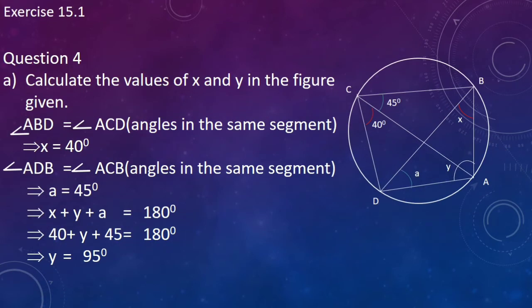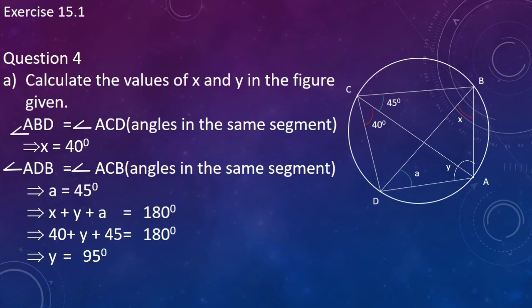Here we have some example solutions based on these theorems. Exercise 15.1, question 4a. Calculate the values of x and y in the figure given. So in this figure we have some known angles, 40 degree and 45 degree, and also we have x and y. We have to find the value of x and y. Here clearly the value of x is 40 degree because x and 40 degree are two angles in the same segment.